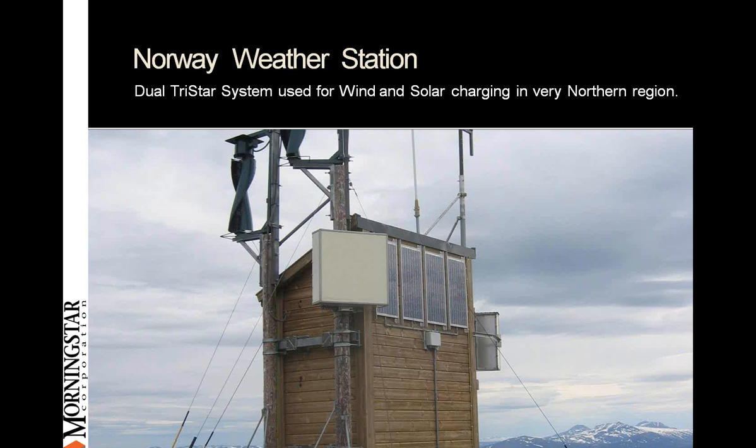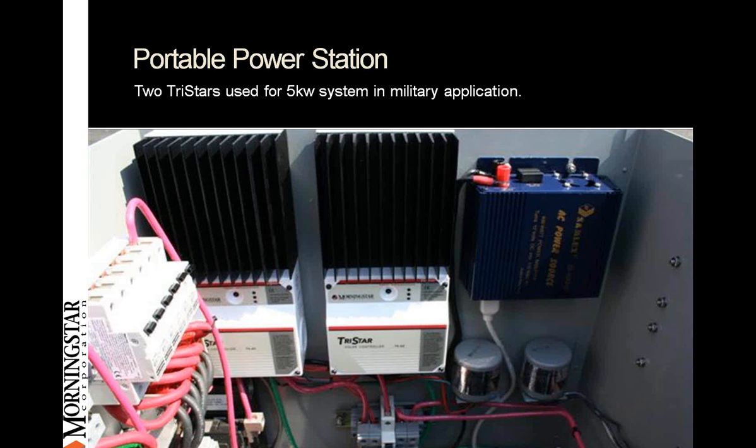Here's a weather station in Norway. We've got several TriStars in here working on both the solar as well as the wind turbines. And here, remote communication definitely is a must unless you want to hike up here. Here's a couple TriStars for an AC system. These TriStars are charging together to increase capacity, especially at 12 volts. That's quite common.